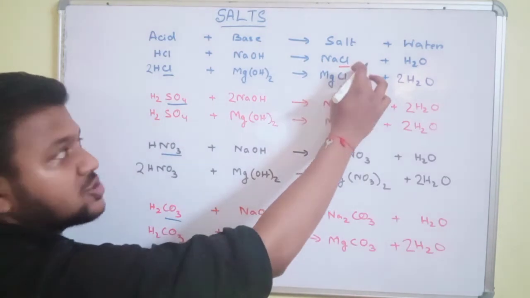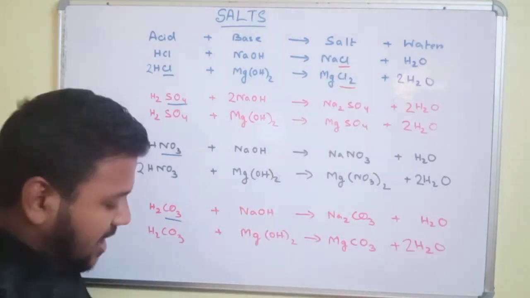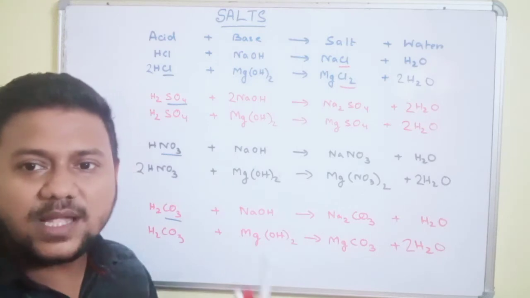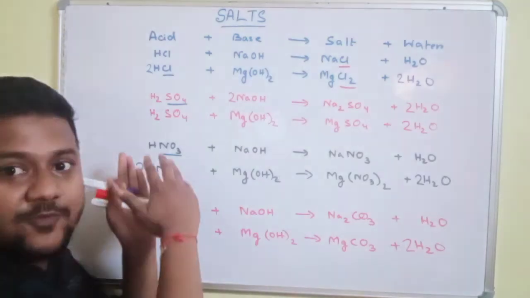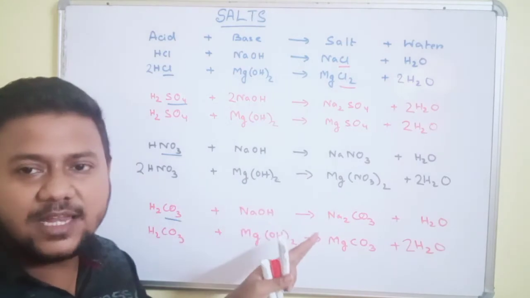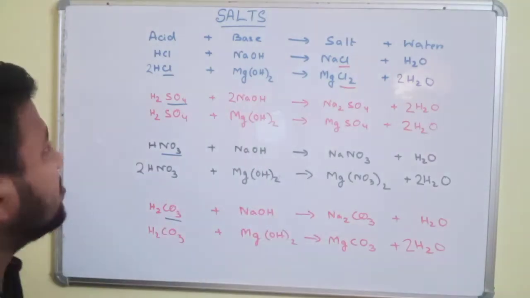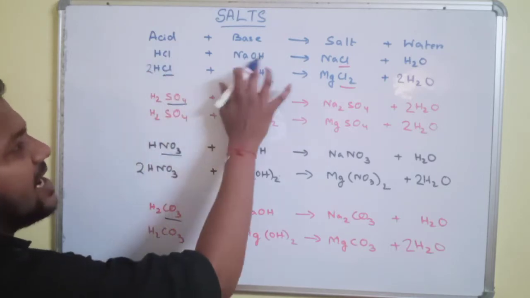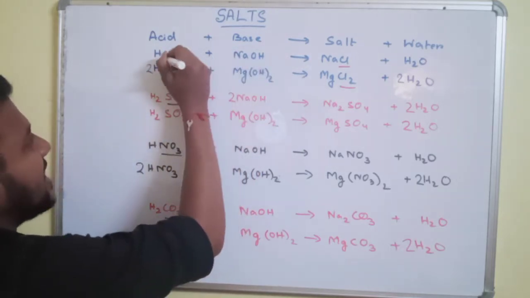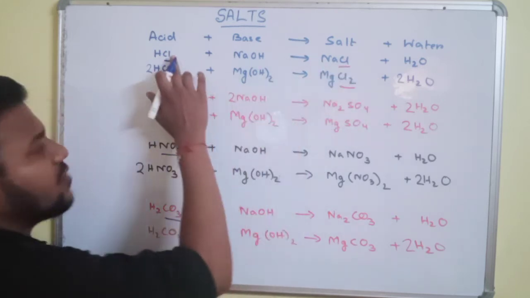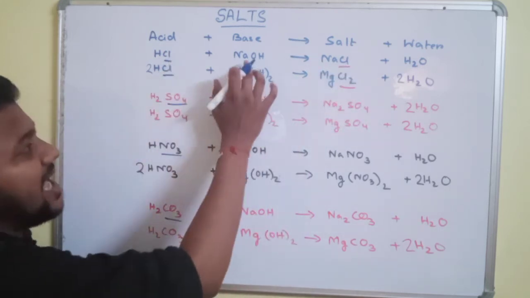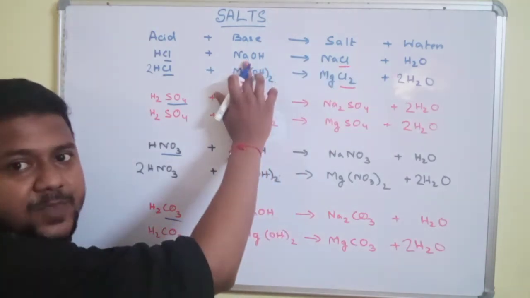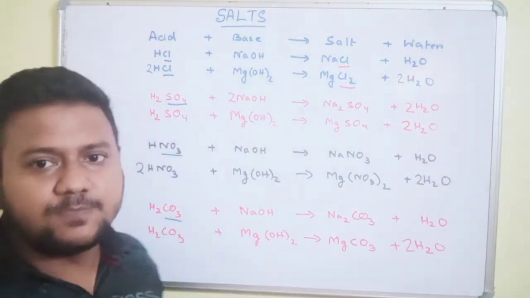Now we will erase this part and we will see what is the ion that is coming from the acid and what is the ion coming from the base. Here only it is clear to you. See here, if you take the first reaction, HCl and NaOH, you can see that Cl in the salt comes from the acid, whereas Na comes from the base. Okay, we are going to see that now.